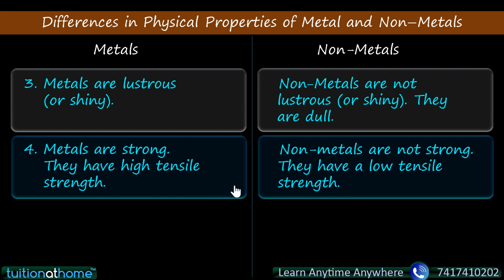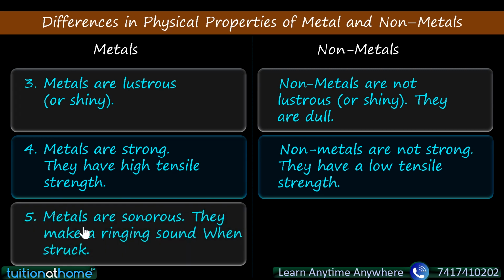Well, an exception to these. We see that metals are usually strong, but we have metals like sodium and potassium which are not very strong. They are soft in nature. Similarly, among non-metals, diamond is the hardest substance known, which is a form of carbon again. So don't forget about the exceptions. Fine? Okay. Moving forward, the fifth point.